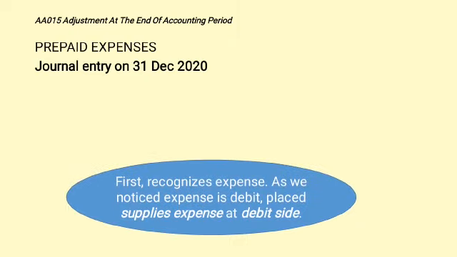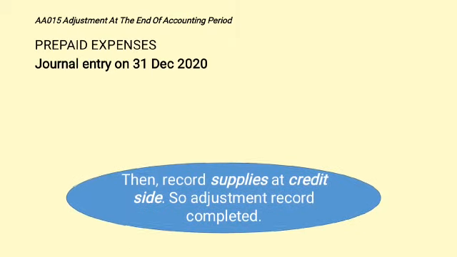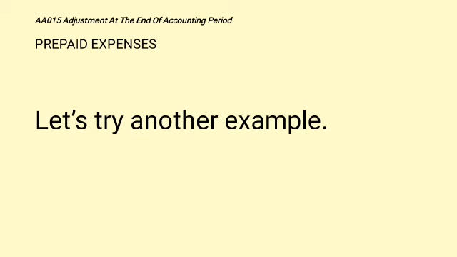So, how do we generalize to record these adjustments? The journal entry is on 31st December. First, we need to recognize the expense. As expense is debit, we place supplies expense on the debit side, RM1,500. Meanwhile, on the credit side, we record the supplies account. It means the supplies account will be reduced by RM1,500, and this amount will be shown under current assets at the balance sheet.